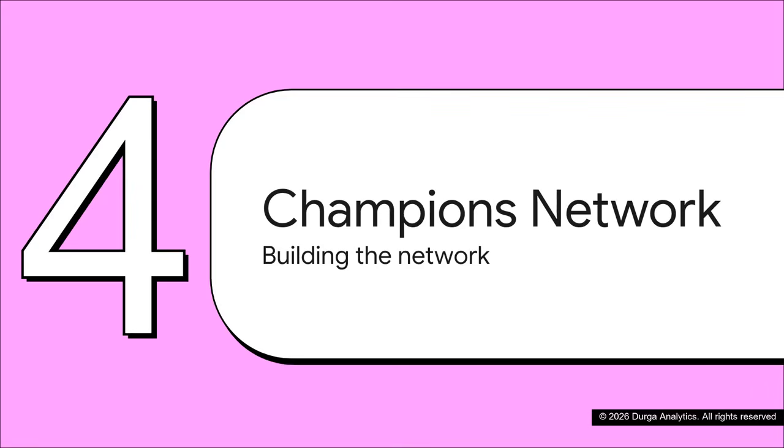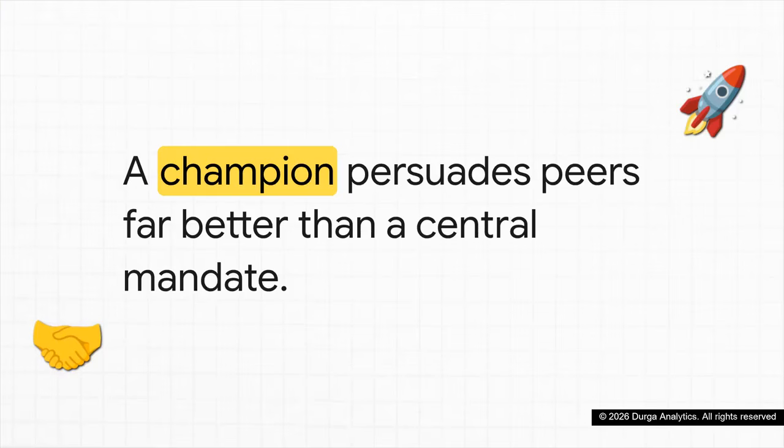Part 4, Building a Champions Network. Let's transition to the grassroots engines of adoption, the people on the ground making it happen. A champion is essentially an enthusiastic advocate embedded directly within a business area. The core philosophy here is incredibly simple. Peers persuade. Horizontal adoption beats vertical mandates every single time. People inherently trust a colleague sitting right next to them who is already benefiting from a new process. They trust that way more than some mandate handed down from a central governance office.